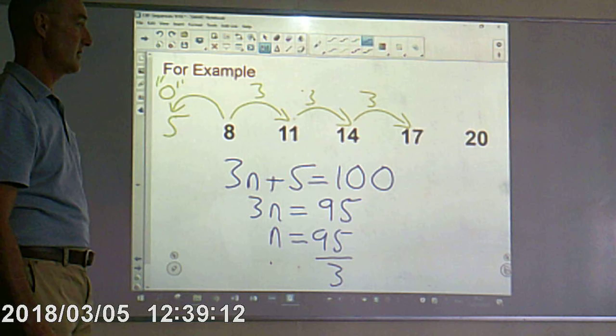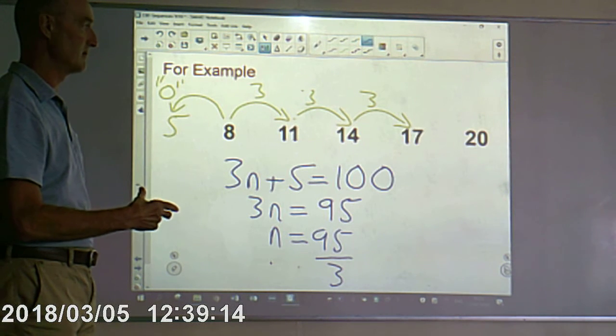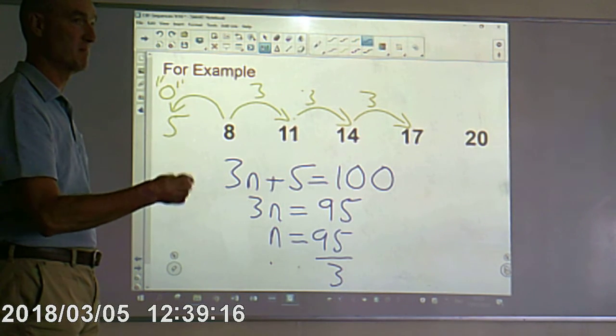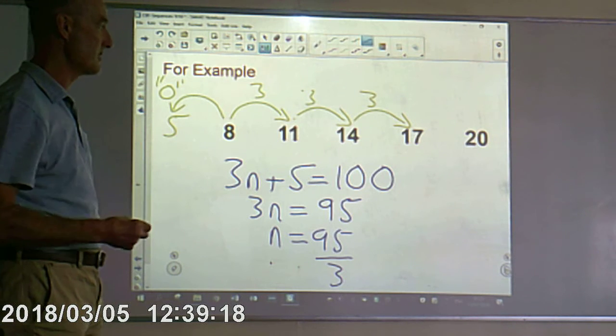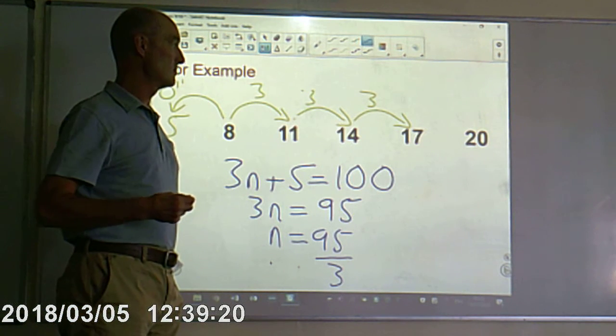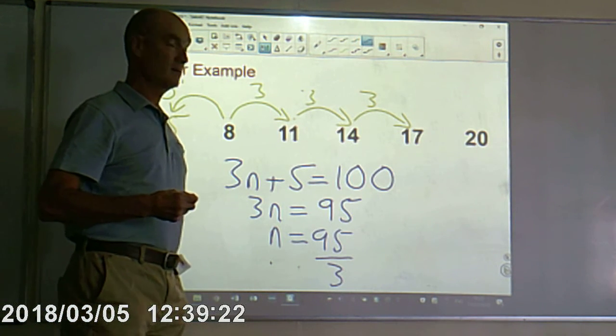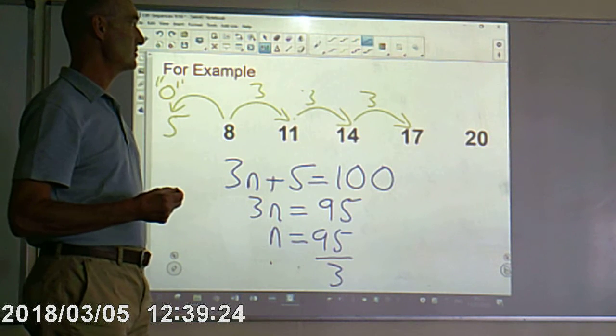Okay? n has always got to be a whole number. First term, second term, third term, it must be a whole number. If you don't get that whole number, it can't work. Okay, right, that's an introduction to sequences.